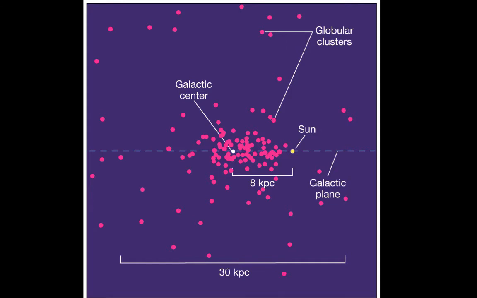This is a map of the actual distribution of globular clusters throughout the Milky Way, and this shows the location of our Sun in the position we know it is today, some way outside the galactic center, about 8 kiloparsecs to be precise. So if we look in the direction towards the galactic center, we see far more globular clusters than if we look in any other direction.